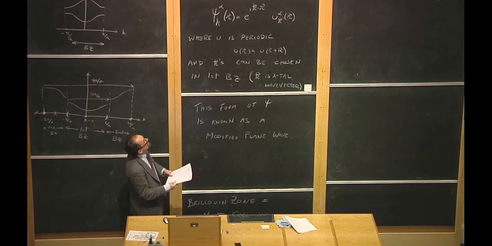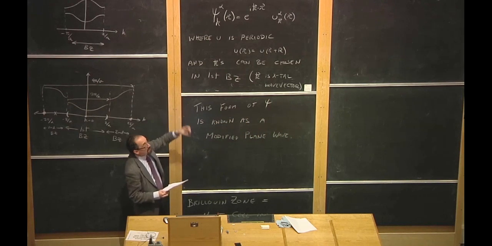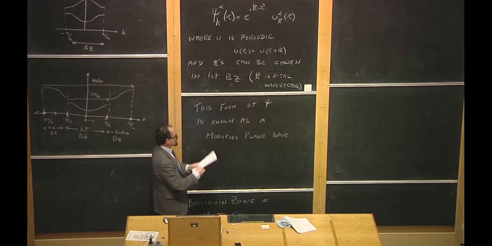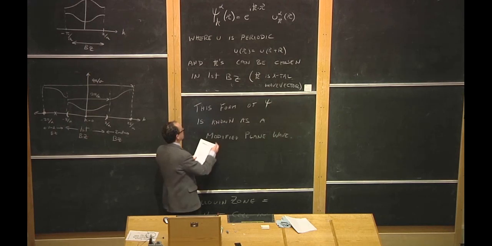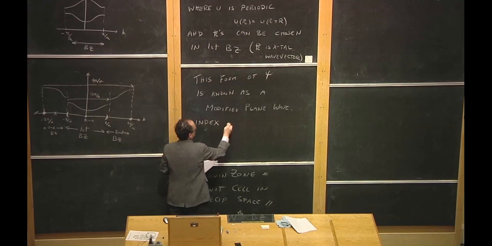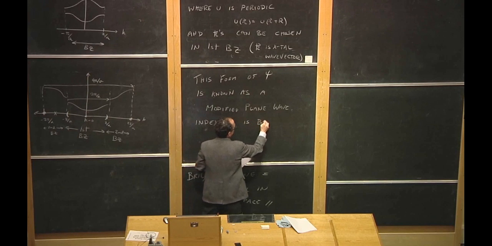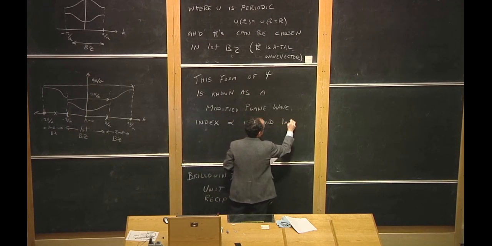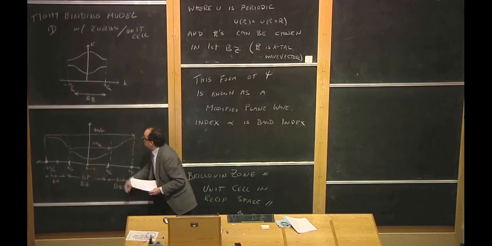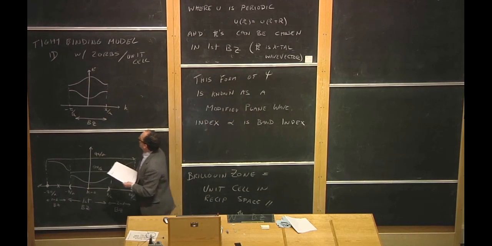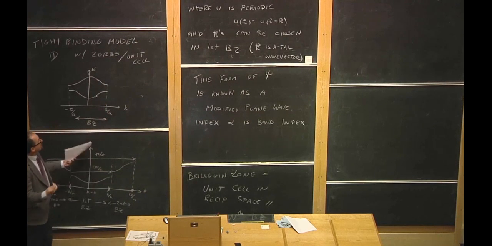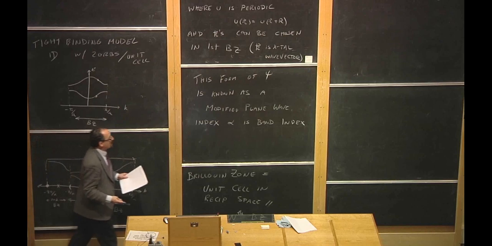That should be fairly obvious. It's a plane wave, e to the i k dot r, and it is modified by being multiplied by a periodic function u. That's the modification of the plane wave. The index alpha is the band index. And the band index is meant to describe that you get a different wave function if you're talking about this point here or this point here at the same k vector. Same k vector, you can have more than one eigenstate.